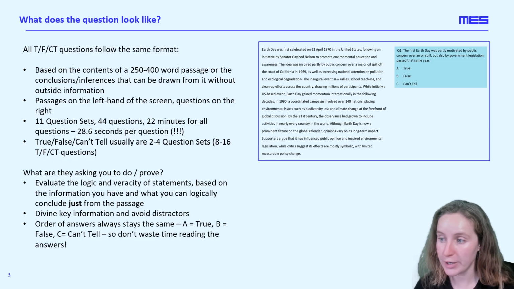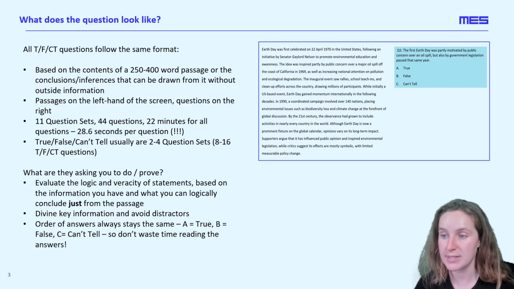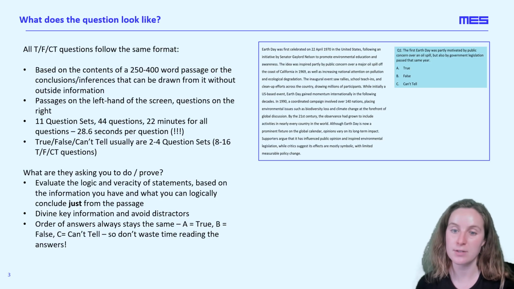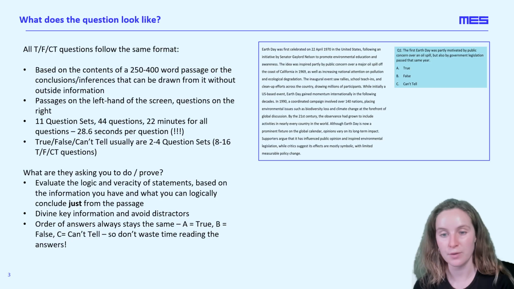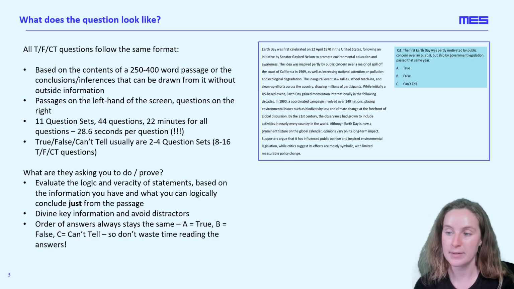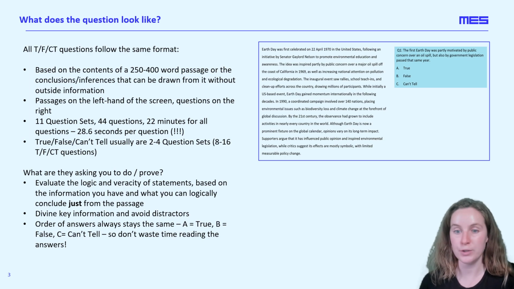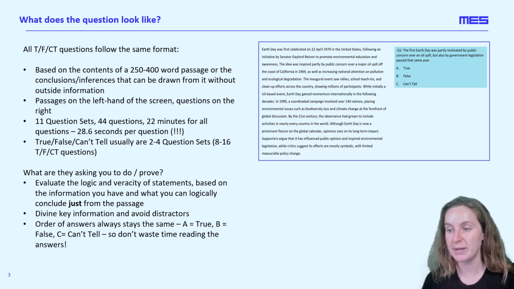There are usually 2 to 4 question sets, so 8 to 16 true, false, can't tell questions in the verbal reasoning section. This depends on the year, determined by the examiners so that the test structure does not become too predictable year to year. True, false, can't tell questions are asking you to evaluate the logic and veracity of statements based on the information that you have and what you can logically conclude just from the passage.